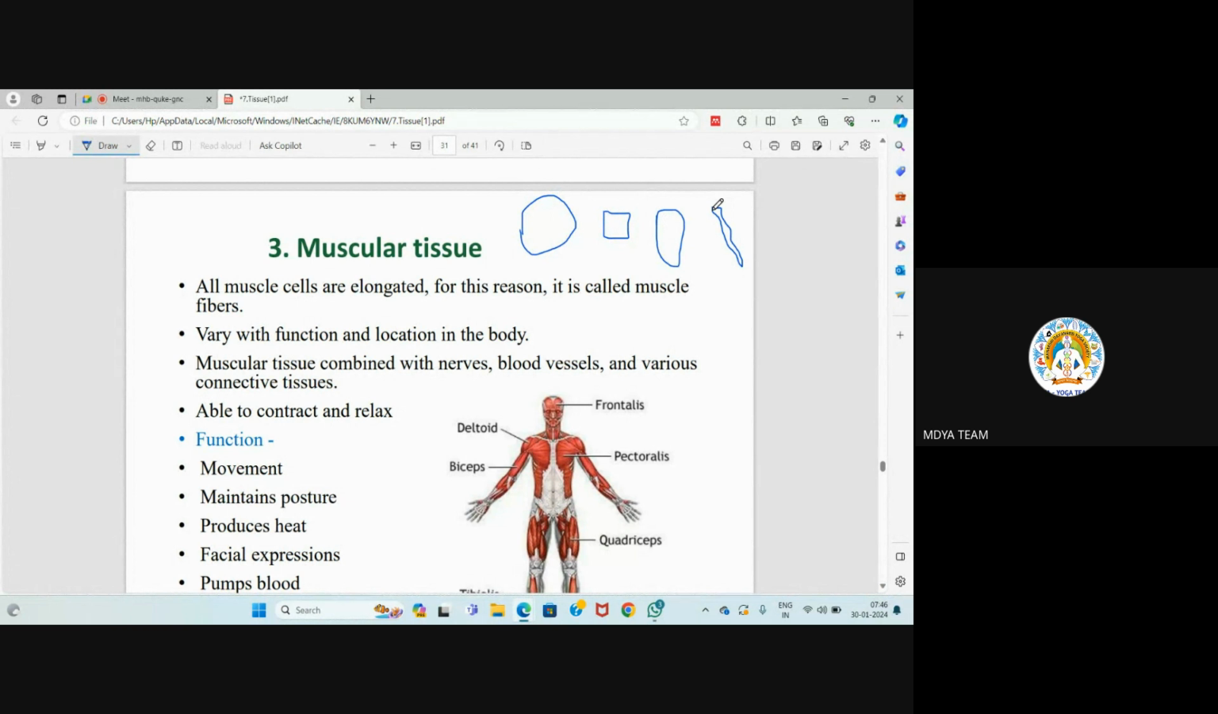For this reason, a single muscle cell is known as muscle fiber. Muscle tissues are made up of a collection of muscle cells, right? So each muscle cell is a bit elongated. Muscle cells are generally spindle in shape like this, and here we can find a nucleus. We will learn this further. So muscle cells, being a bit elongated, are known as muscle fibers.